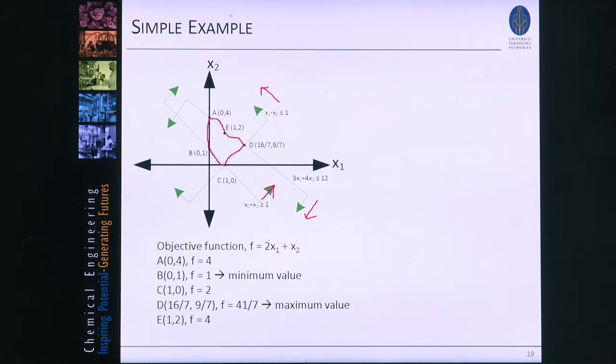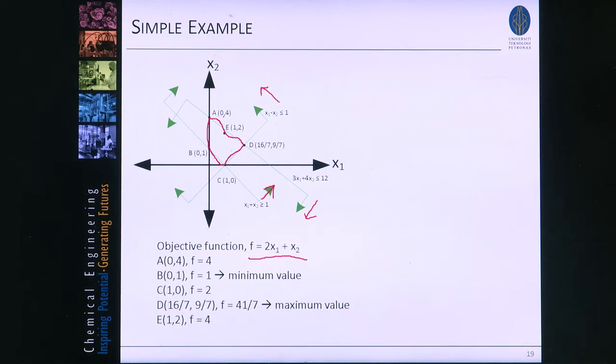If the objective function is f equals 2x1 plus x2, we can see that if you want to maximize it, we have to have the biggest x1 and x2 possible. So if we just apply these points A, B, C, D, E: A, B, C, D are the vertices, and E is somewhere in between, so we just put some arbitrary numbers there.